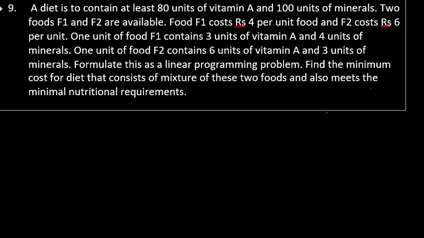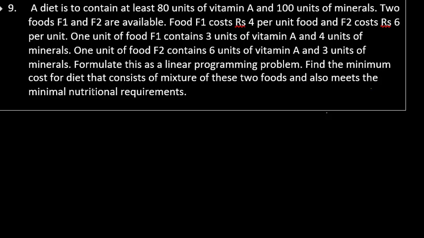One unit of food F1 contains 3 units of vitamin A and 4 units of mineral. 1 unit of food F2 contains 6 units of vitamin A and 3 units of mineral. Formulate this as a linear programming problem. Find the minimum cost for the diet that consists of mixture of these two food and also meet the minimal nutritional requirement.